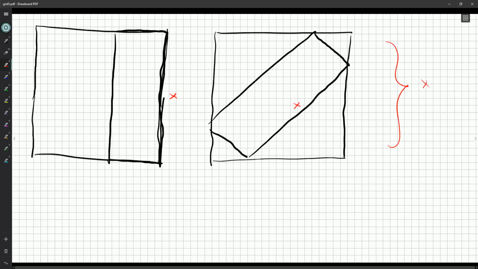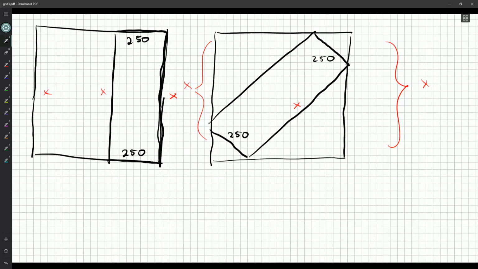Total distance here is x. This is x, this is x, this is also x. And then we've got 250. So there's a 250 there, a 250 there, a 250 there, 250 there. I'm wondering if I might need to overlap these two pictures in some way. That's a thought that's running through my head.